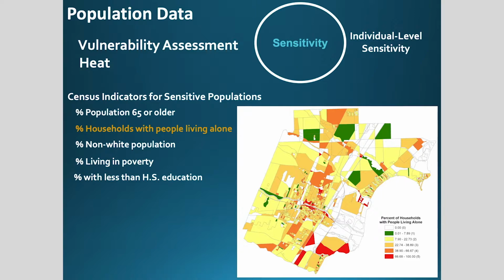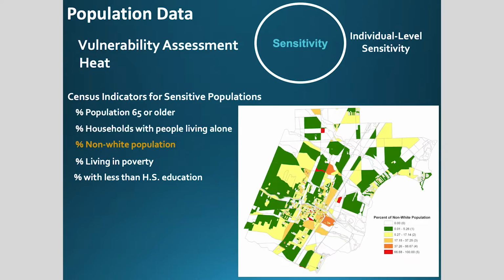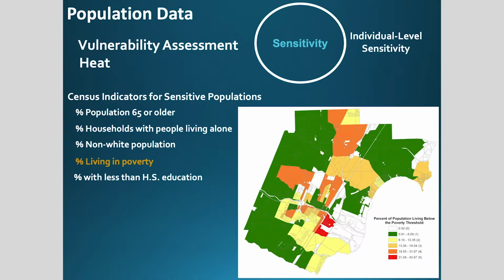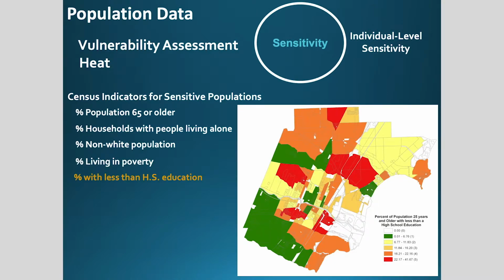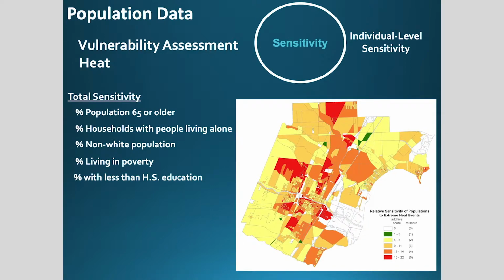And here's another view, this is in the city of Monroe, with households with people living alone, again broken out into various percent ranges. Here's the non-white or the minority populations within the community, living in poverty, and the less than high school education if you're 25 years and older. So those maps make up the sensitivity, and there is a total sensitivity map that shows right now here on the screen, which kind of adds all these things together.